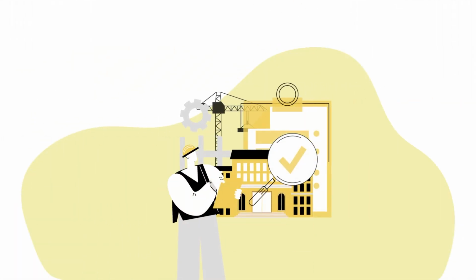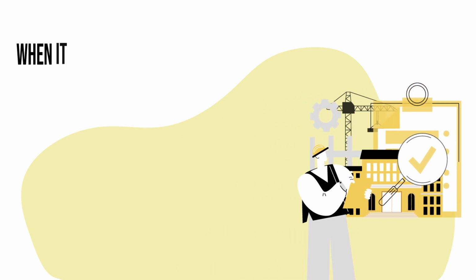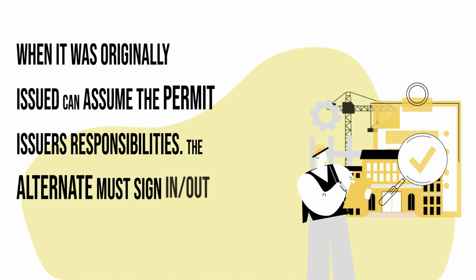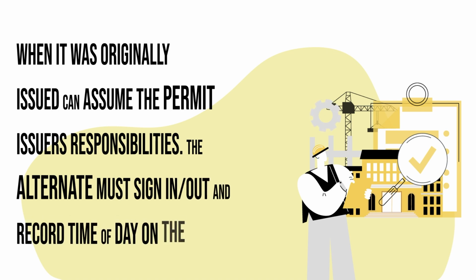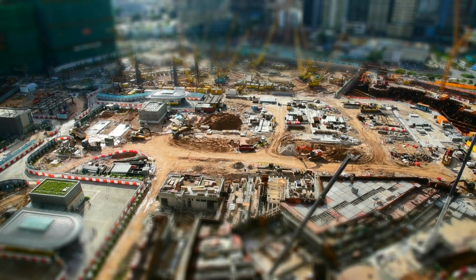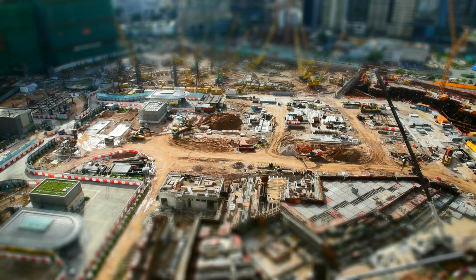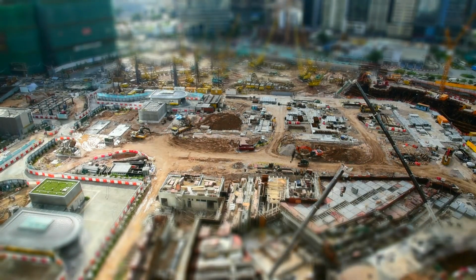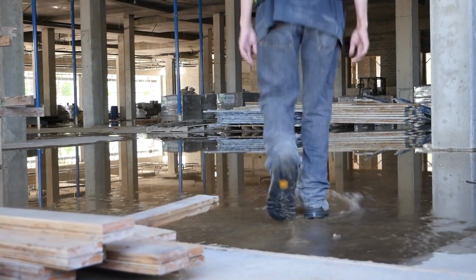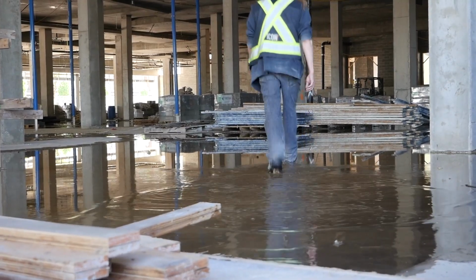If the permit issuer plans to leave site in the duration of the permit, an alternate that has participated and signed the permit in the additional signatures required section when it was originally issued can assume the permit issuer's responsibilities. The alternate must sign in, out, and record time of day on the permit. The alternate must check the work site and equipment to ensure that the area and equipment is properly prepared, safe to work on, and conducts all necessary gas tests when assuming the responsibility. Remember that if the permit receiver leaves site, the permit is also void.